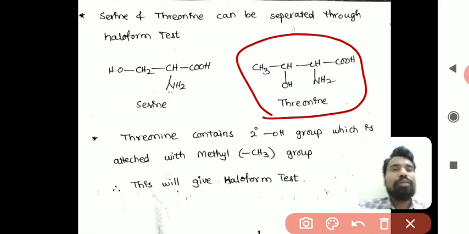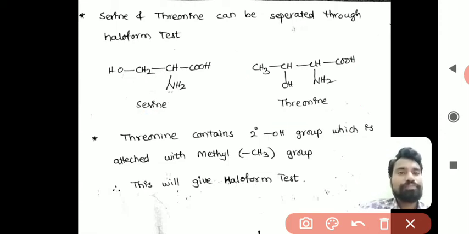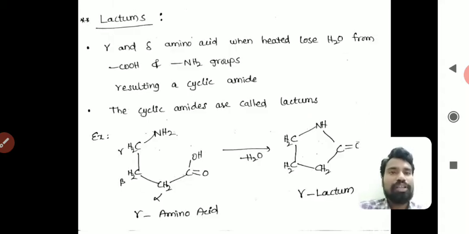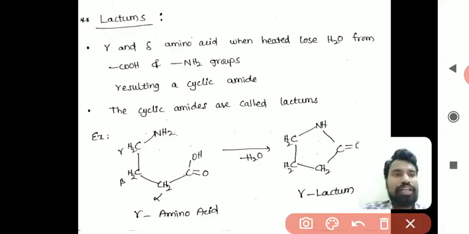But serine will not give any haloform test, so these two can be separated through the haloform test, right? Serine and threonine are separated through the haloform test. Threonine will give the haloform test because it consists of a secondary alcohol group which is attached with a methyl group.